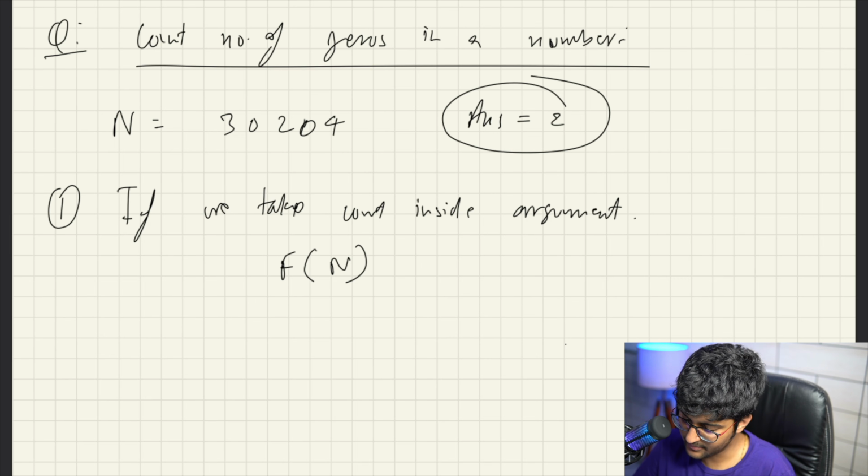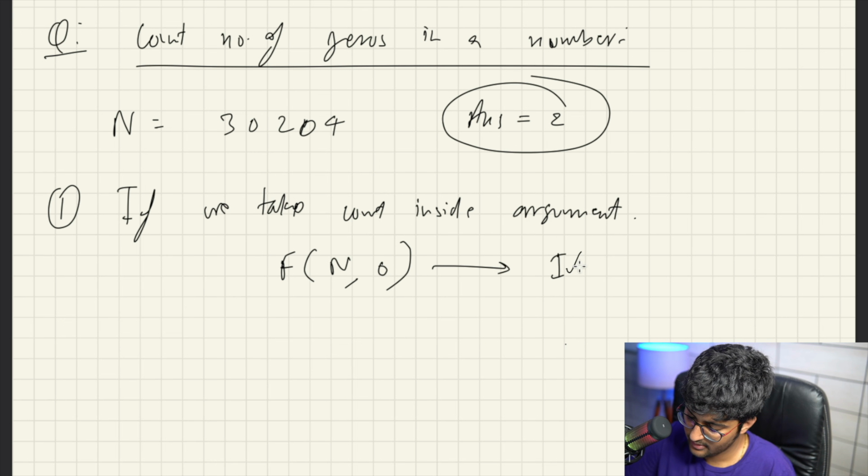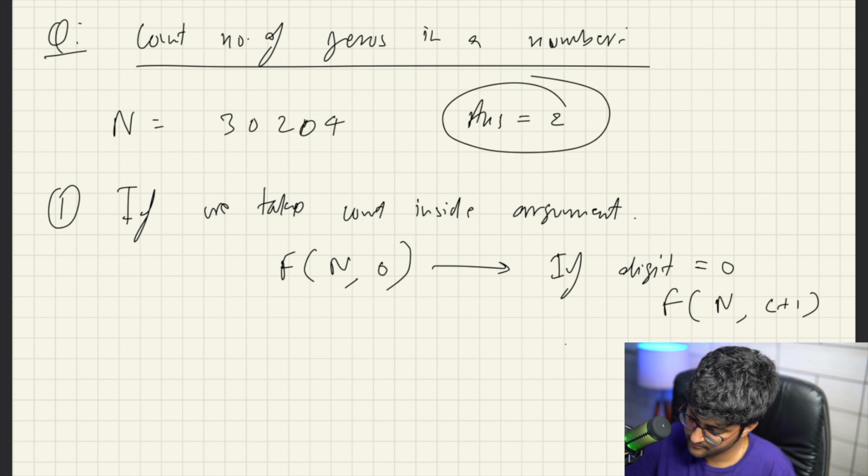So notice what will happen if you're taking count inside it. Initially, let's say the count is 0. Two things will happen. If the digit is equal to 0, then it will call function of n divided by 10, count plus 1. Else it will call function of n divided by 10 and count. Hope that makes sense.